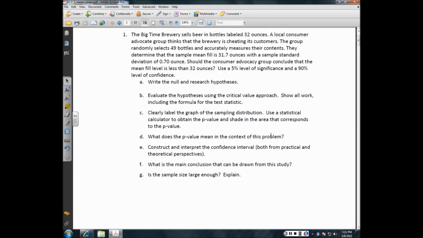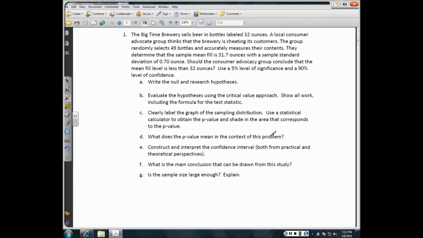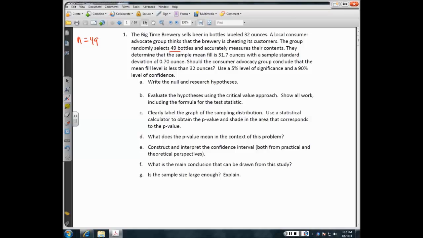Okay, what I'm going to do is just start off with a one sample t-test, and what it should do is focus on how close to the same this is a problem we've already worked. Of course, there'll be a couple of differences, and we want to get those as well. So what we have here is a random sample of 49, so n is equal to 49. The sample mean is 31.7.